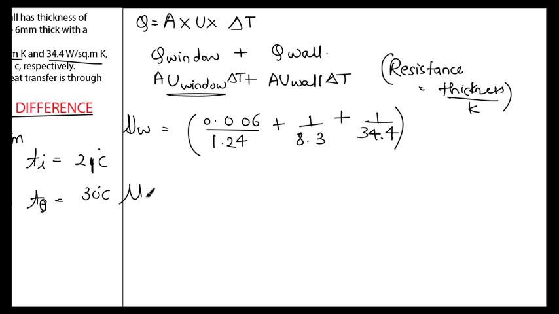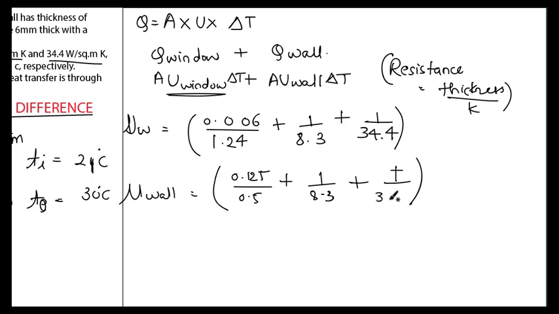Similarly, the U value of the wall. Try to frame the equation. Just pause the video and try to frame the equation. So the U value of the wall will be the thickness of the wall divided by its conductivity, that is 0.5, plus the internal and the external resistances. This will be the same. Solving these equations, we get the U value of window and the U value of wall.